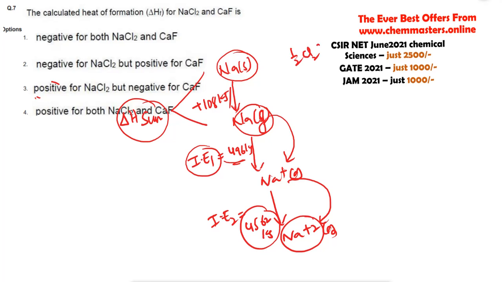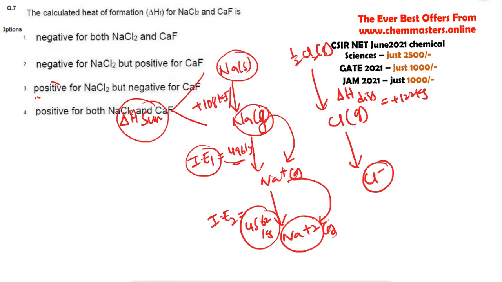So half Cl2 gas means Cl2 should be dissociated to form a single gaseous chlorine atom. So we can call it, mathematically, the change in enthalpy of dissociation of diatomic chlorine, which equals plus 122 kilojoules. Okay, now chlorine is converted to Cl-, so that is the electron affinity, which is minus 349 kilojoules. Okay, so Cl- gas.